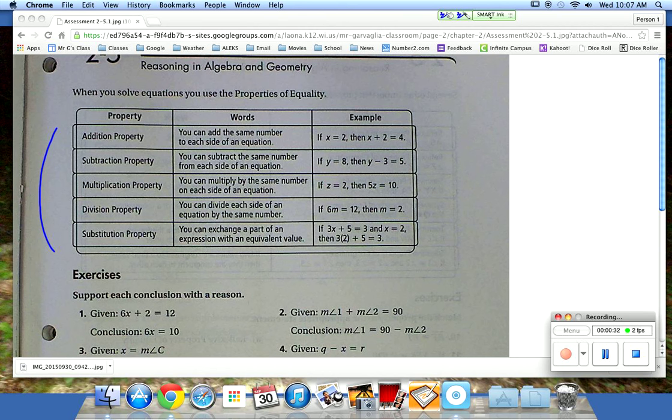You can add the same number to each side of the equation. You've done that before, right? When you've solved for a variable, you've done each one of these. In algebra, we did this, okay? The subtraction property: you can subtract the same number from each side. What are we doing on those two? You're just using the number or the letter. If I have x plus 2 equals 4, am I adding or subtracting? You're subtracting.